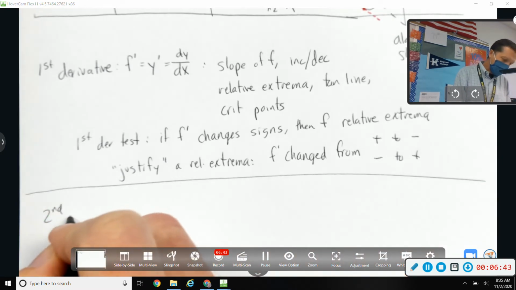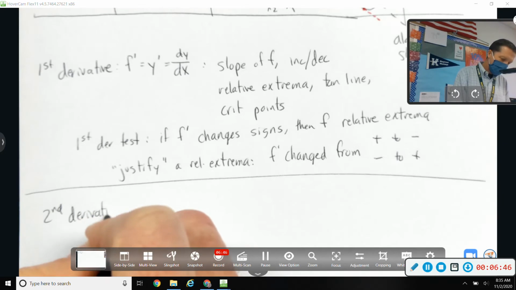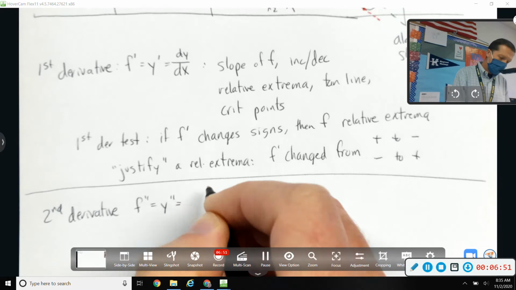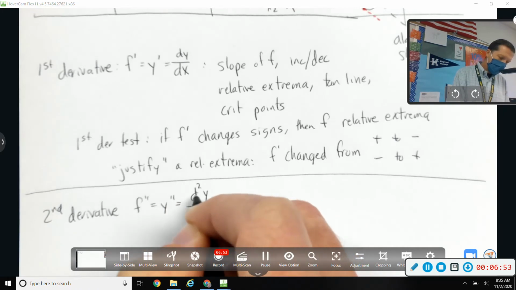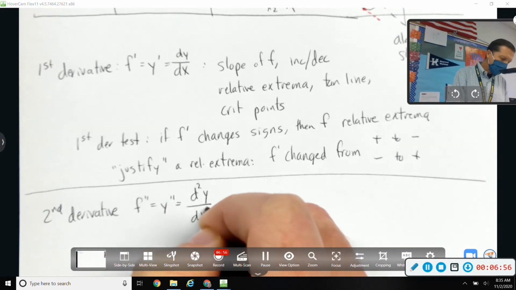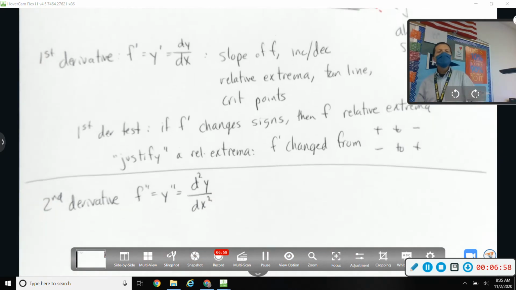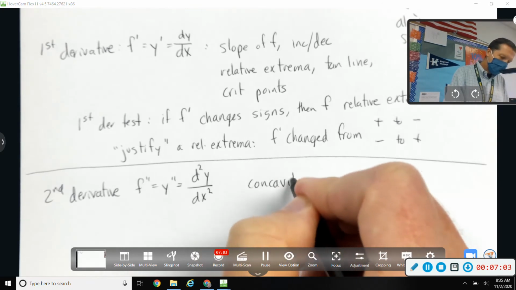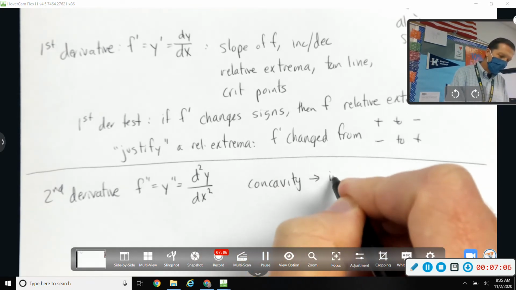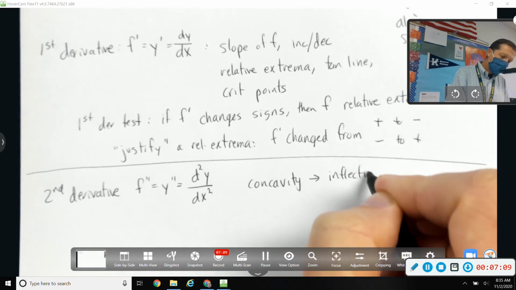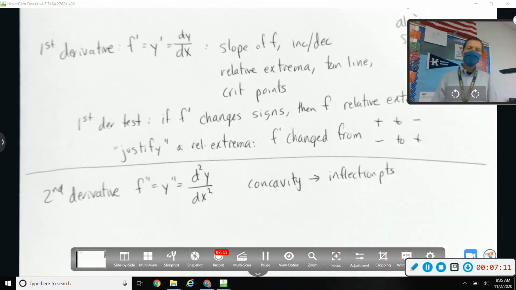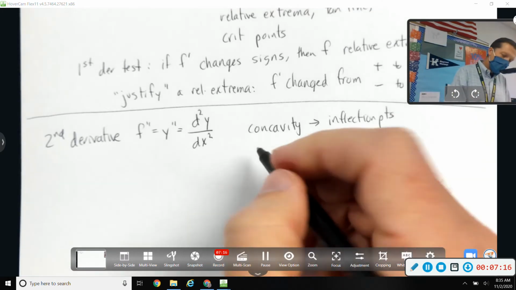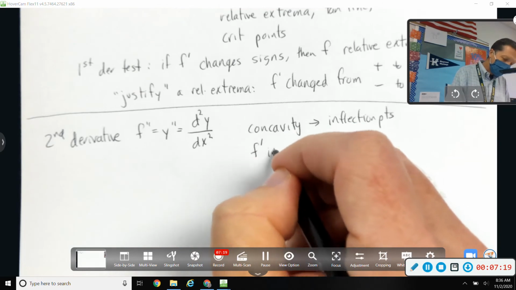Right, then we talked about the second derivative. F double prime or y double prime or d squared y over dx squared. You got to be careful how you write that one. That tells us concavity, which sort of leads to inflection points, where concavity changes, positive to negative, negative to positive. That tells us if f prime is increasing or decreasing.